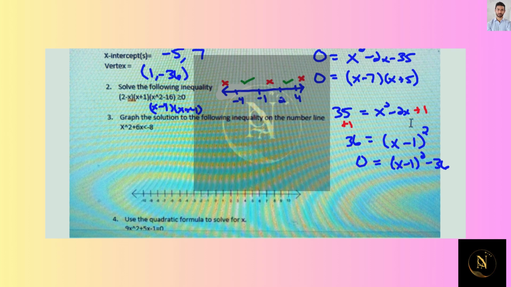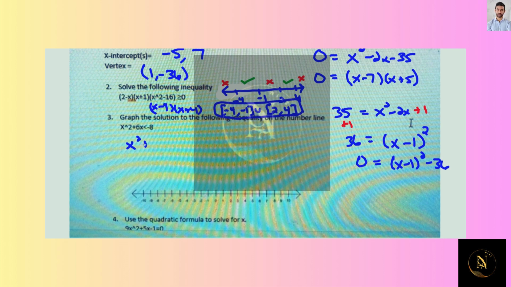So how does this help us? This would mean the solution would be, we would be greater than or equal to 0 from negative 4 included to negative 1 included, union from 2 included to 4 included.